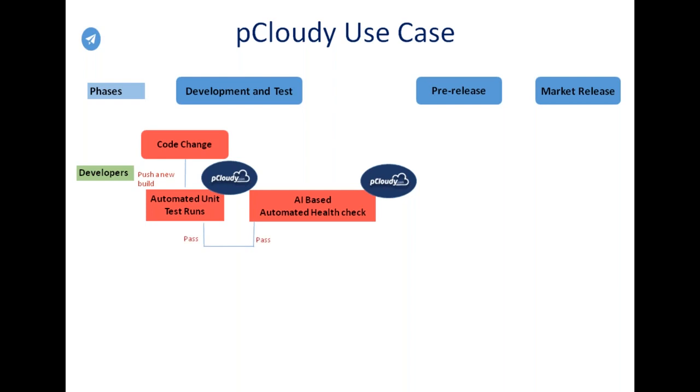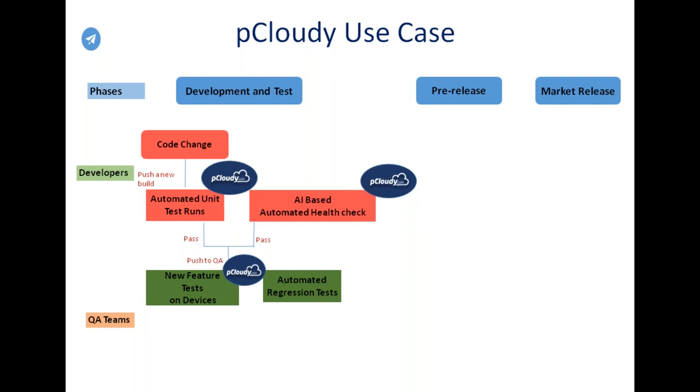Now, once these two gates are passed, or either the first gate is passed, developers can take a call to push their builds for further testing to the quality teams, QA teams, and QA teams will accept this build, and typically they will first try to do the testing around the new features which they have developed on the real devices. And yes, pCloudy comes here too. So QA teams can use pCloudy at this stage.